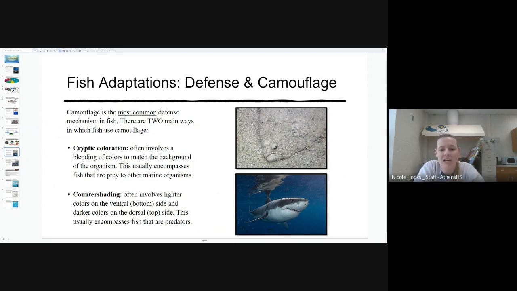And then counter shading, these are usually our open ocean predators. Cryptic is usually prey. And counter shading is mostly predators because they want to be unseen from above and unseen from below. So if you look down into the deep ocean, it's dark. They want to be a darker shade on top. If you look up at the sun from in the water, it's very bright. And so they want to be a white color to blend in. So they try to blend in that open ocean area to startle their prey and to sneak up on them.